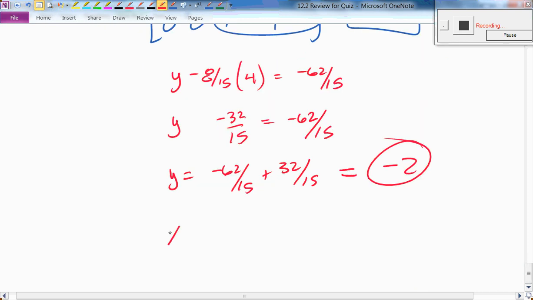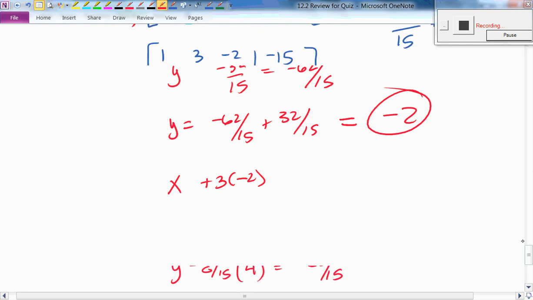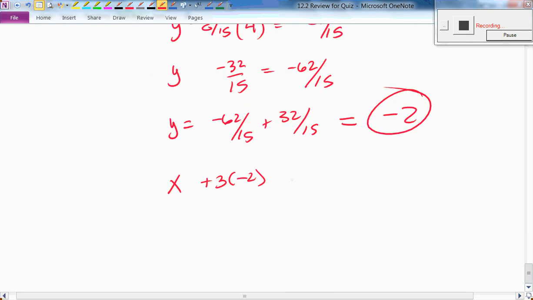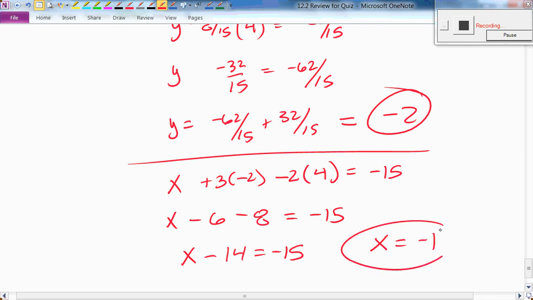So that says x plus 3 times y, and y is negative 2, and then minus 2 times z, which was 4, has to equal negative 15. So this says x minus 6 minus 8 equals negative 15. How much is negative 6 minus 8? So x minus 14 equals negative 15. So x has to be negative 1. So we found x, we found y, we found z. Awesome.